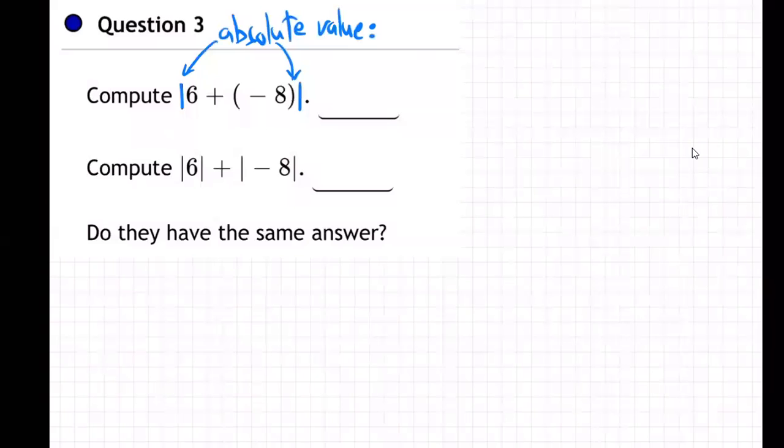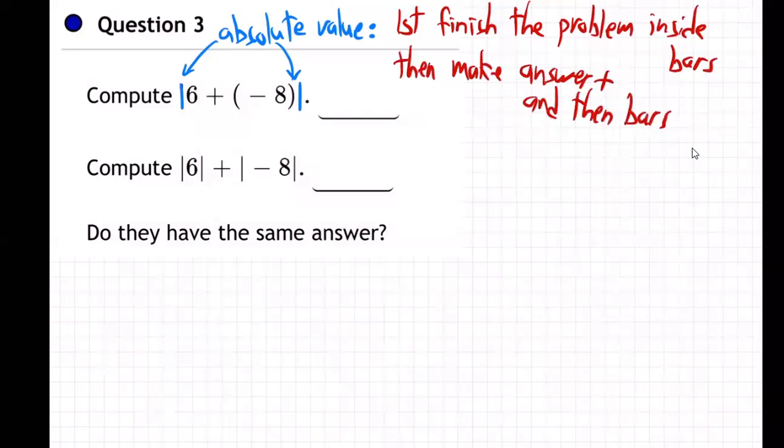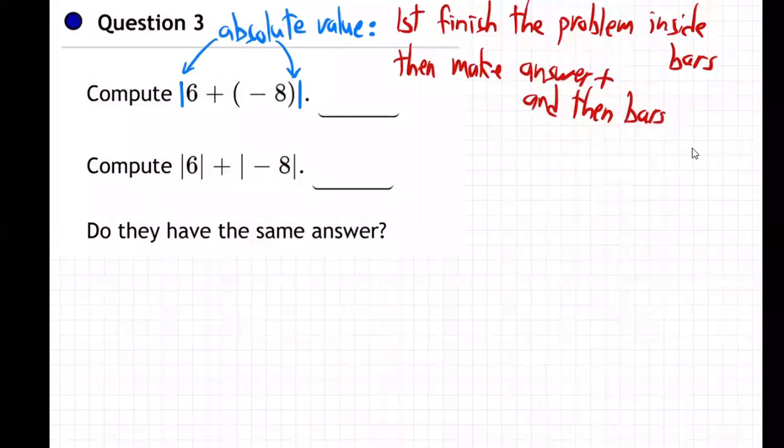And how you do it is first finish the problem inside the bars, the absolute value bars. First finish the problem inside the absolute value bars, then make the answer positive, and then the bars vanish. Does that make sense?